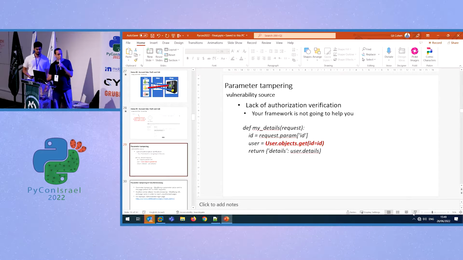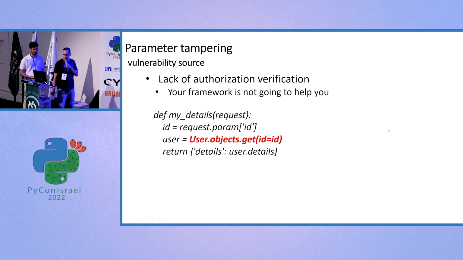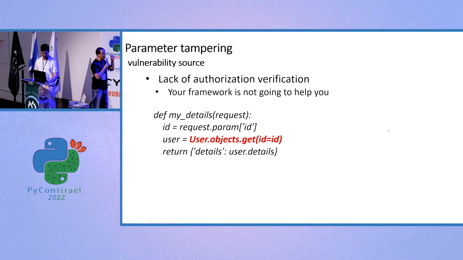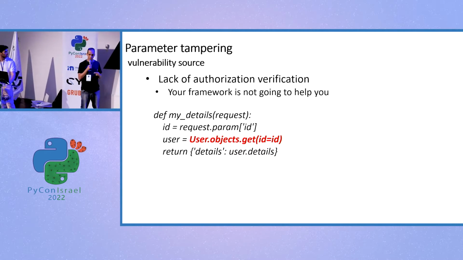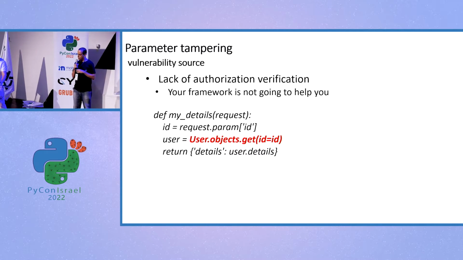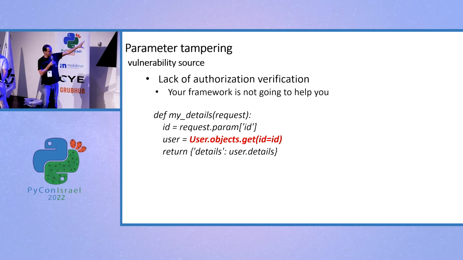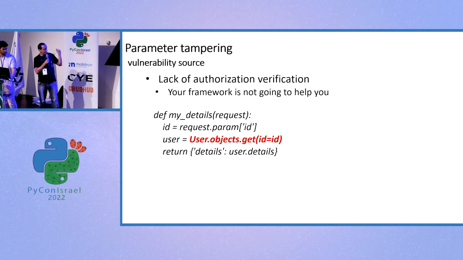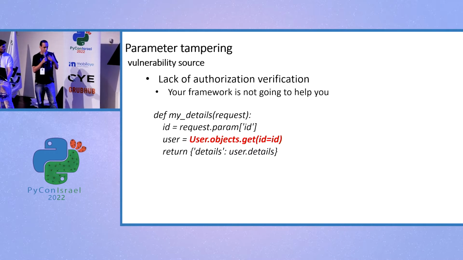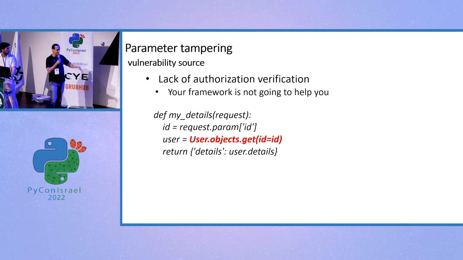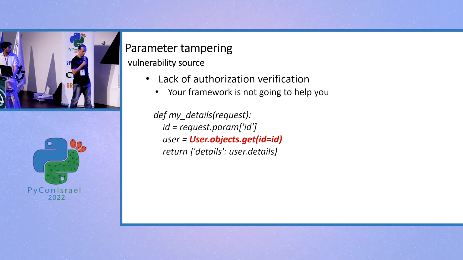You do not need any hacking utilities. And the vulnerability source is lack of authorization verification. My code doesn't check the permissions of the currently logged in user. And this is a mock-up code. You can see here my details, and you get the ID from the URL, and you immediately send it to the data access layer without checking the permissions of the currently logged in user.